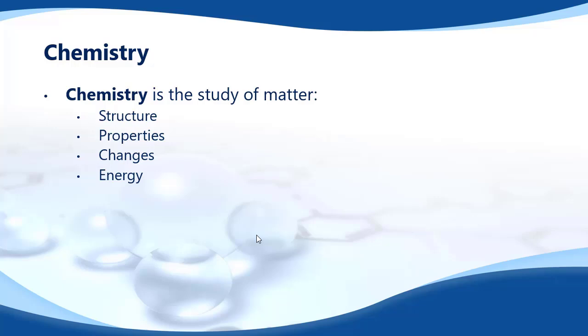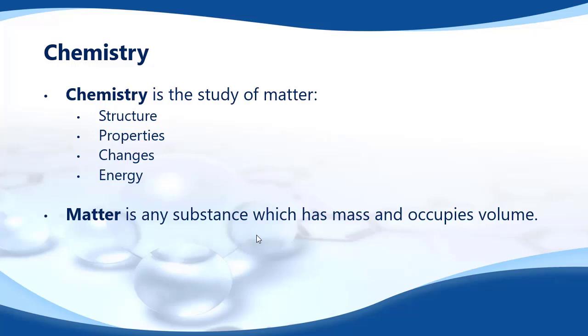Now, as far as what matter is, simply put, anything that has mass and either occupies volume or takes up space, right? So in order to be matter, it has to have both. Wind, for example, is not matter because wind does not have a mass and wind does not occupy a volume. Air is matter because air does have a mass if you were to weigh it, and air does take up some amount of space. All right, so that's what matter is.